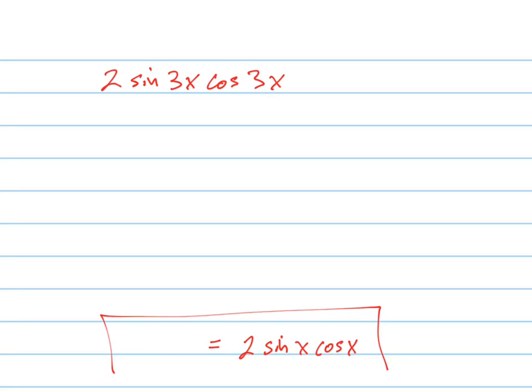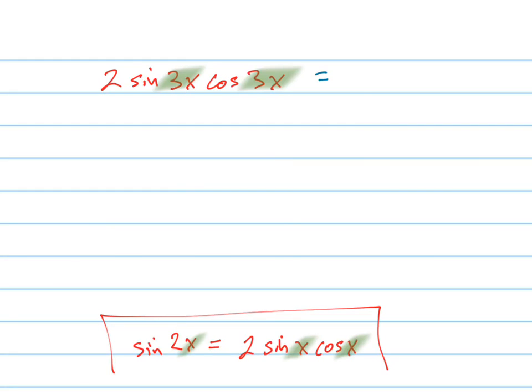That was one of the double angle identities, the sine of 2x. Can you see that that's what I have here? But we have the 3's. Can you see that I've got 3x instead of x? Tricky. So what am I going to plug in for x? I'm going to plug in 3x instead of x. So let's carefully use substitution.